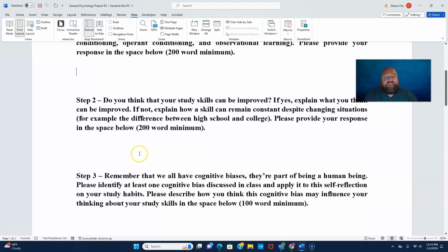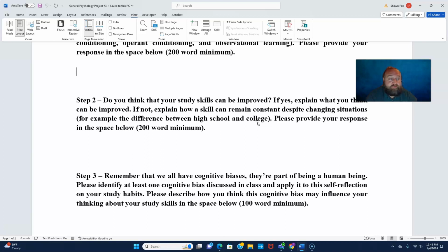Step 2, do you think that your study skills can be improved? If yes, explain what you think can be improved. If not, explain how a skill can remain constant despite changing situations. So what I mean by this is, if you're saying, no, my study skills are just what they are, right? Good, bad, ugly, they're not changing. Then you'll have to tell me how you expect to get different results based upon maybe something that's worked.